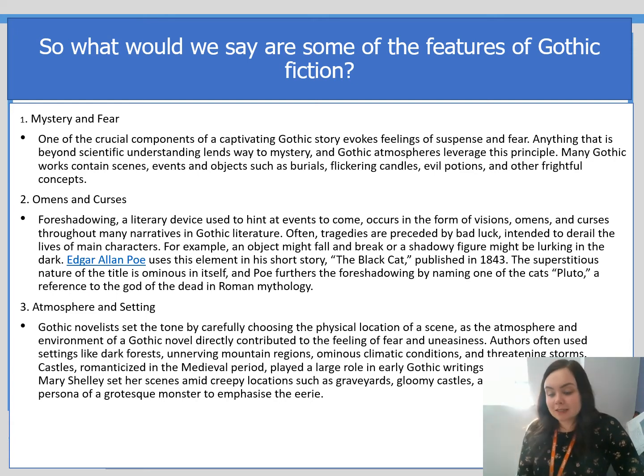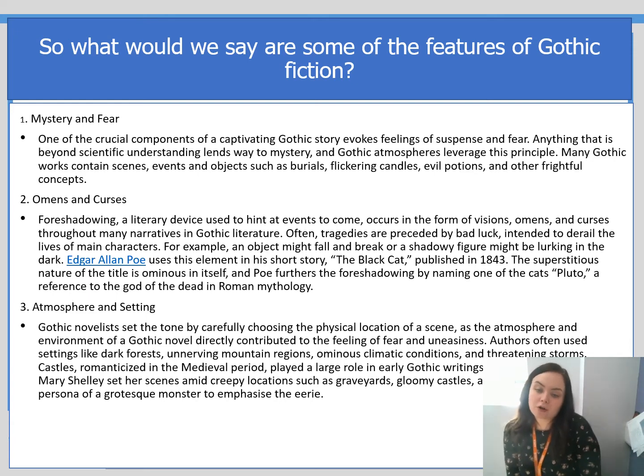So atmosphere and setting is very important for Gothic fiction, and they will usually be the sorts of places that people wouldn't want to be. You know, graveyards, empty houses, abandoned houses, castles, potential areas that have ghosts or spirits influencing them. Essentially somewhere people would not want to go.